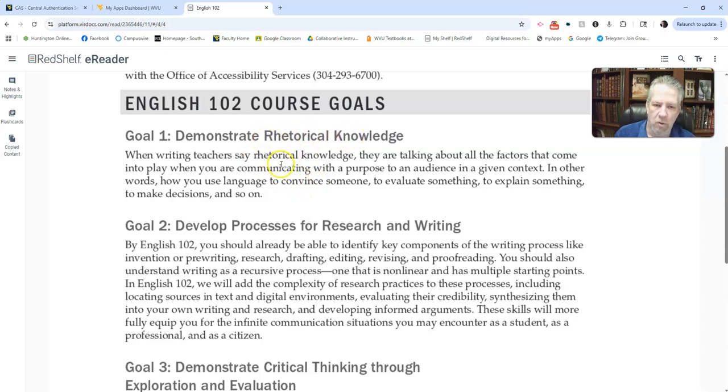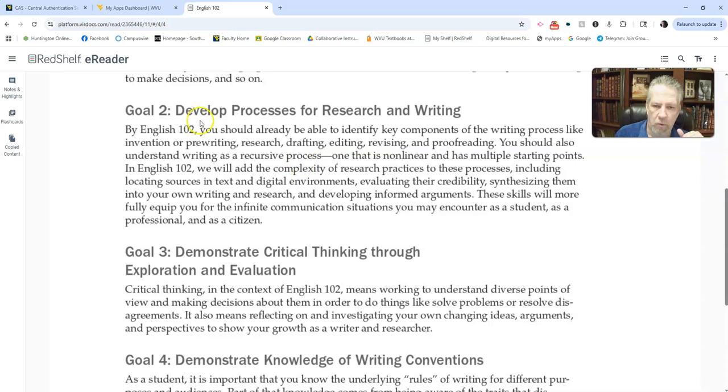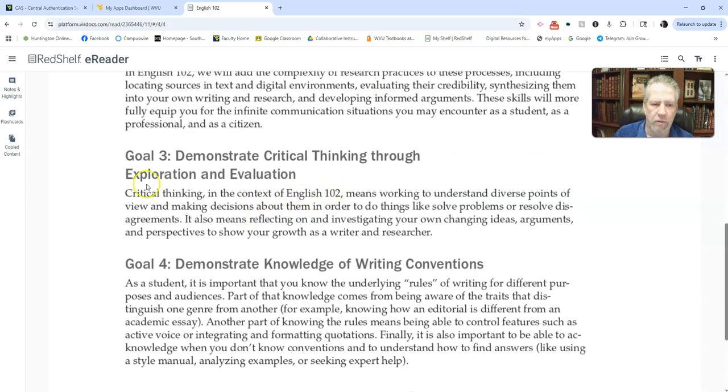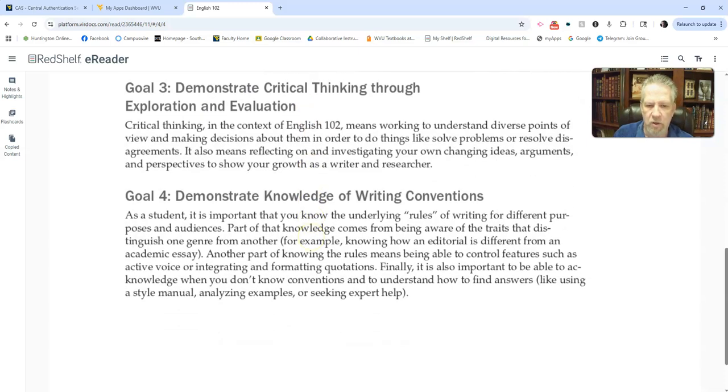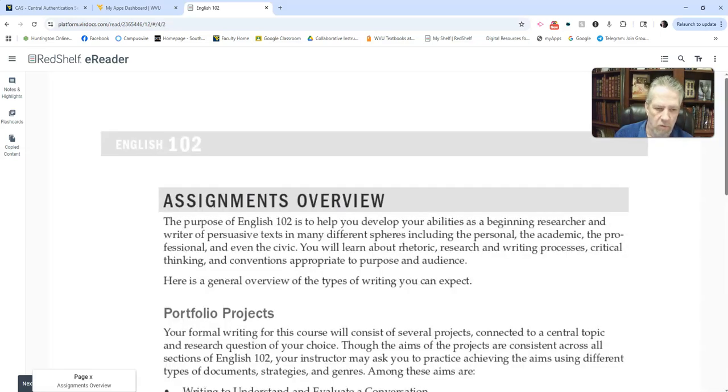So one of your goals is demonstrating your understanding and knowledge of rhetoric and how to apply it. You're going to talk about your processes for researching and writing as a process. You're going to demonstrate your critical thinking through exploration and evaluation. And finally, you're going to demonstrate your knowledge of writing conventions. Those are your goals. You want to make sure you understand them and think about them logically and seriously throughout the semester.